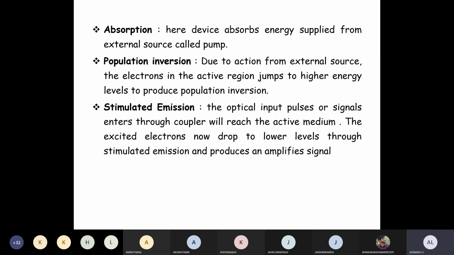So absorption, population inversion, stimulated emission: all these are very well-known facts with respect to laser action. Since we are using the Fabry-Perot, which pertains to the laser, we can understand that absorption, population inversion and stimulated emission all work for the amplification of the signal. Amplification of signal means increasing the intensity of the light energy.